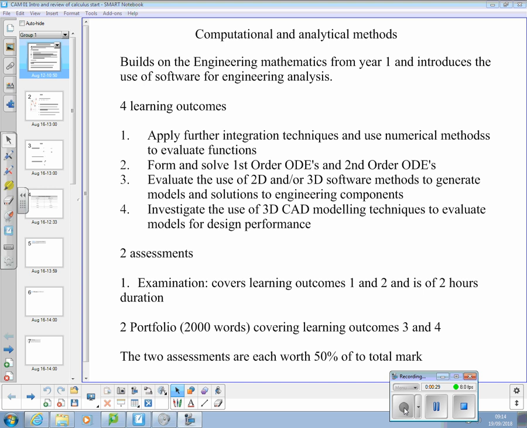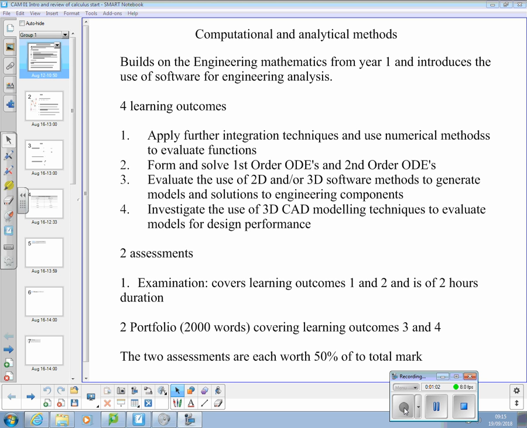It's got 4 learning outcomes. So first of all, apply further integration techniques and use numerical methods to evaluate functions. So this module majors on calculus. There are a few other things in it, but the mainstay is further calculus. Looking at forming and solving first order ODEs, which stands for ordinary differential equations, and second order ODEs.